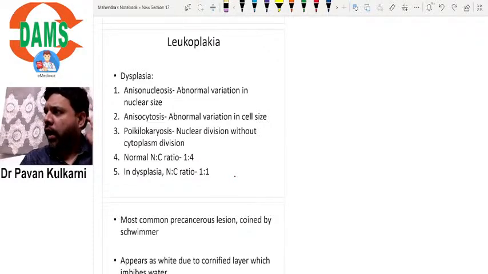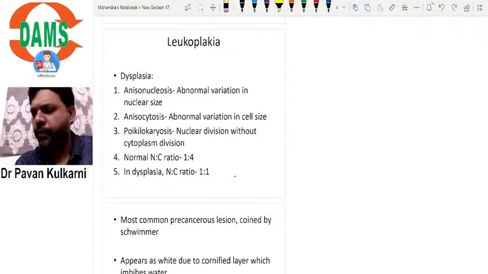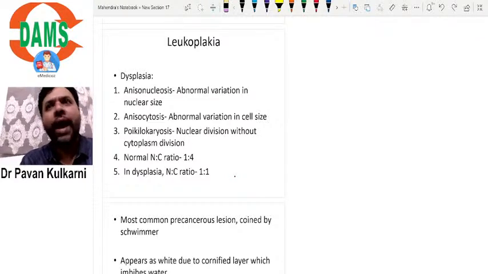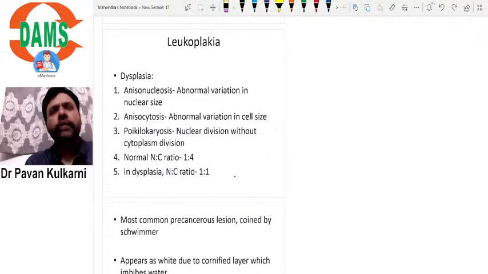Now, there are many white lesions in the oral cavity, like a chemical burn, an aspirin burn. There are many other conditions which will mimic a white lesion and have similar morphology, but they can be scraped off. Leukoplakia is always non-scrapable. It is always non-scrapable.